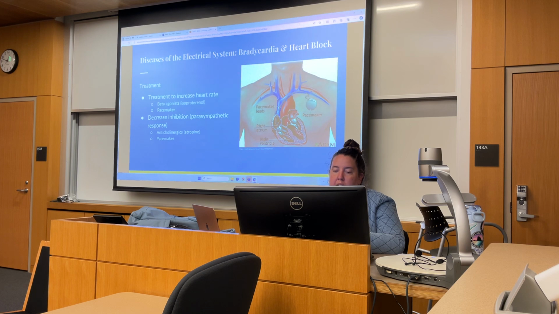So you would use beta agonists. You may also need a pacemaker, which is shown here. It's this little implanted device. The wires are threaded into the heart, and they are able to control the rate of contraction in your heart. You also want to decrease inhibition. So you want to decrease that vagal tone and that parasympathetic response. You would use anticholinergics like atropine, and you may also, again, use a pacemaker.